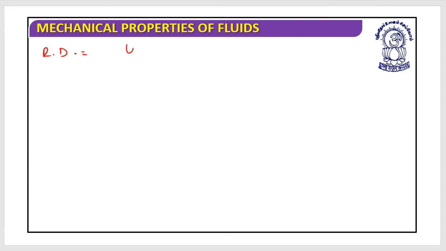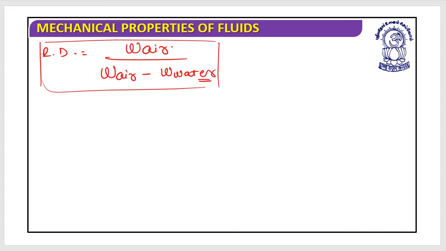RD is equal to the weight of the body in air divided by weight in air minus weight in water. I hope this is clear. So please keep this noted. This will help us a lot. Is it clear? Are you sure? Do you understand this completely? So can we switch to the questions first?